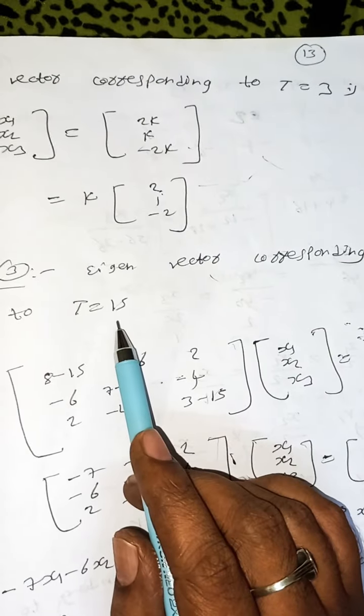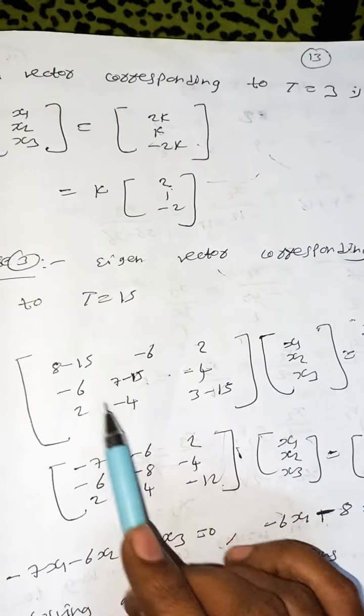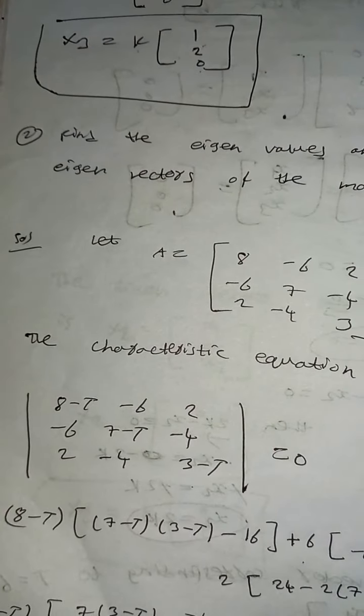Next, case 3: eigenvectors corresponding to lambda equals 15. Just in place of lambda, you substitute 15 in the diagonals.